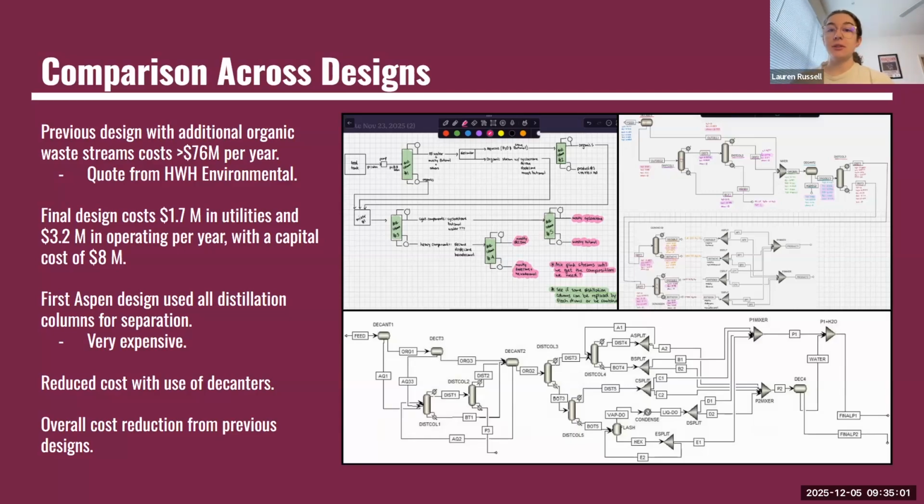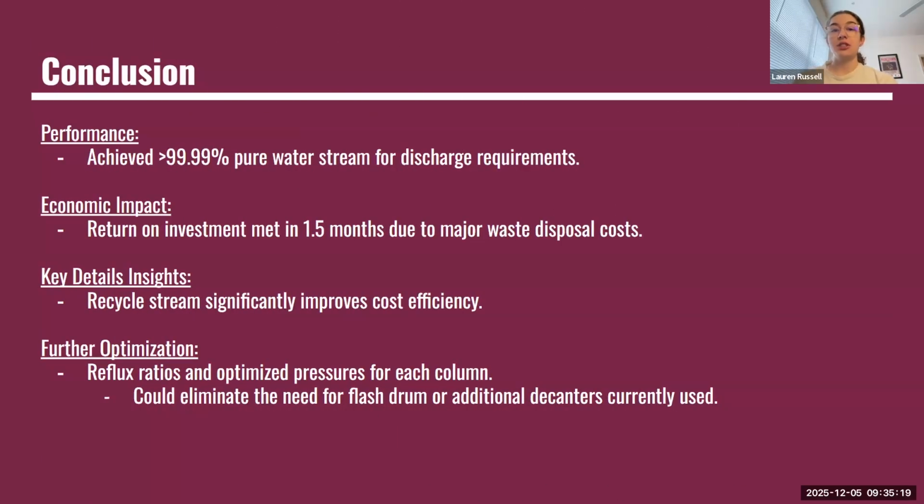But our final design reduces that cost because it is $1.7 million a year in utilities, $3.2 million in operating costs, and a capital cost of $8 million. So in conclusion, we were able to achieve a 99.99% pure water stream for discharge requirements. Also, our return on investment was met within 1.5 months due to major waste disposal costs.